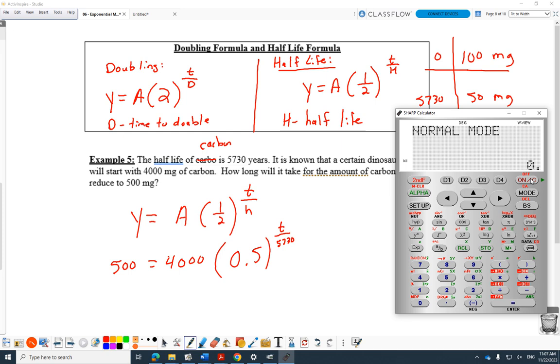So you've got to go 4,000 times 0.5, and then up in the exponent, t. What's my guess here? 10,000 years? I don't know. I wouldn't even know how to explain what to guess. But I'll try 10,000 years. Maybe this bone is 10,000 years old. And I put in 10,000. And what am I hoping for when I press equals? 500.